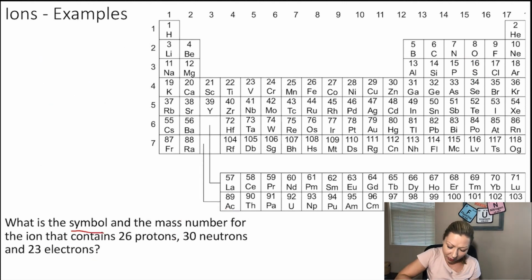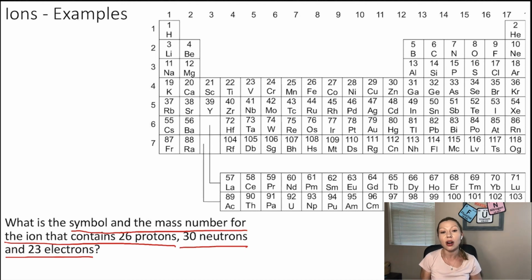What is the symbol and the mass number for the ion that contains 26 protons, 30 neutrons, and 23 electrons? Okay, so first of all, I have to figure out which element this is. How do I know which element this is? I will know it from the number of protons. Since I have 26 protons, I'm looking for element number 26, and that is actually iron, right? So the symbol is Fe.